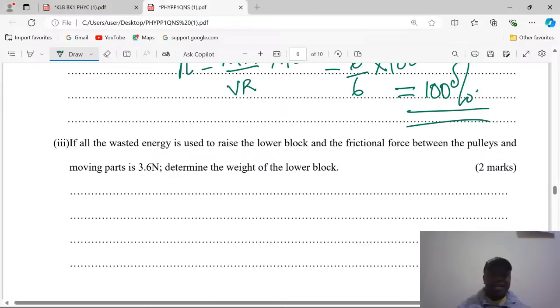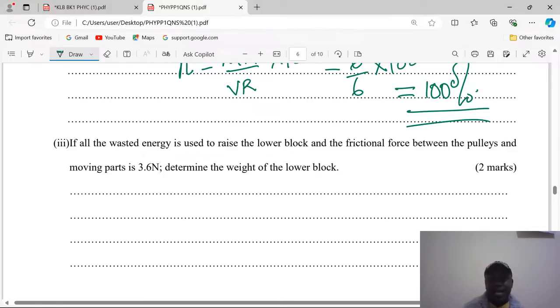Now let us look at this question. If all the wasted energy is used to raise the lower block and the frictional force between the pulleys and the moving parts is 3.6 Newton, determine the weight of the lower block. I would like to register my apologies because of such a question.